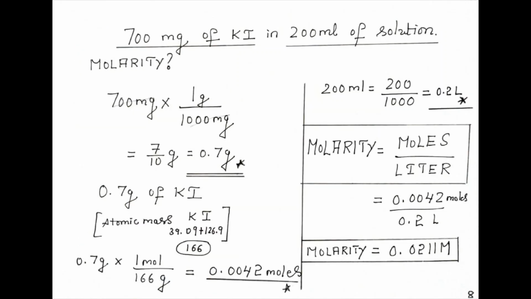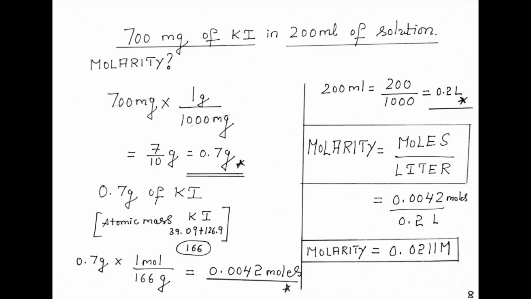So observe the third problem. Actually in molarity concept, first one we did with mole, 0.25 mole, and then for 60 grams, and now we are doing milligrams. 700 milligrams of potassium iodide in 200 ml of solution. We have to calculate molarity. 700 milligram, first convert it into grams. We all know 1 gram is 1000 milligram, so 700 by 1000, 0.7 gram. So 700 milligrams is equal to 0.7 gram.